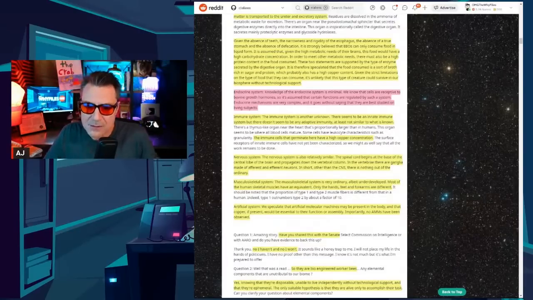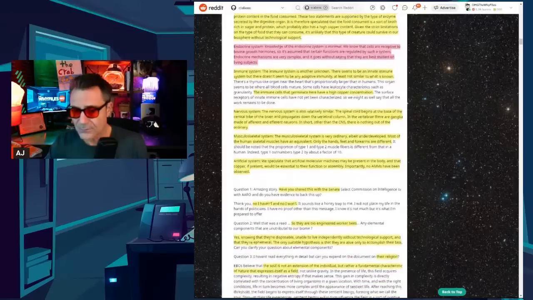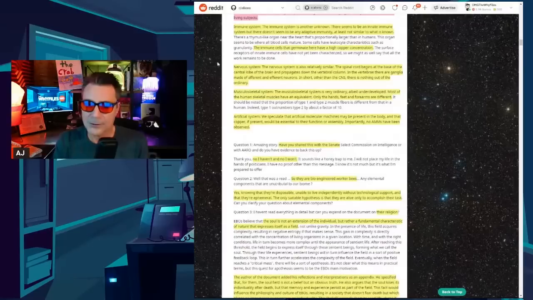All right, their immune system is another unknown. There seems to be an innate immune system, but there doesn't seem to be any adaptive immunity, at least not similar to what is known. Their thymus is near the heart, larger than humans. This organ seems to be where all blood cells mature. The immune cells that germinate here have a high copper concentration. A lot of copper in this biology, and I'm so fascinated as to why. Something on their planet, just a ton of copper.